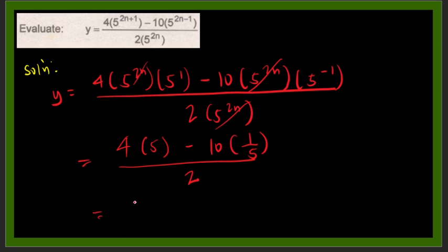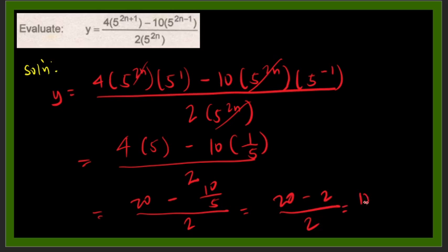So we have 20 minus, if we multiply this one, 10 over 5, all over 2. Then we have 20 minus 10 over 5, that will be 2, all over 2, so we'll end up with 20 minus 2, that will be 18 over 2, and that is equal to 9, and this will be your answer. Okay, so that is the value of y for this expression here.